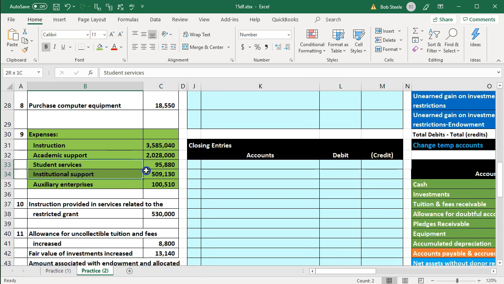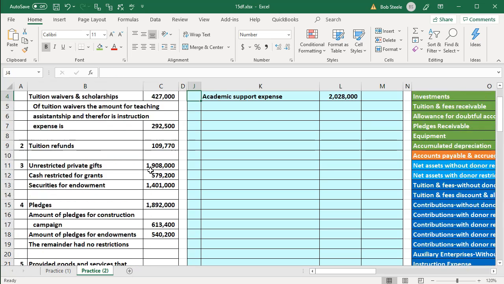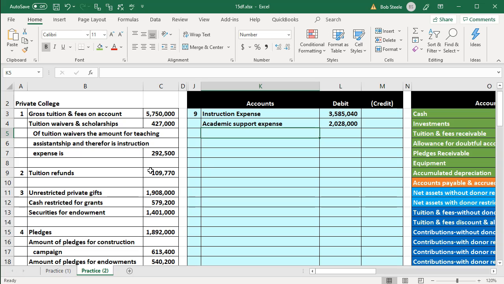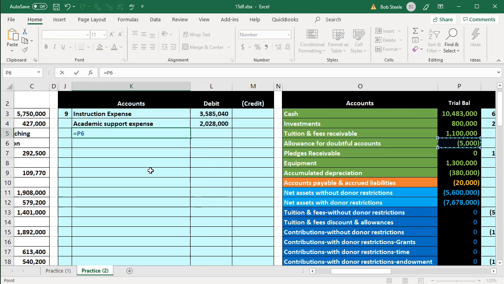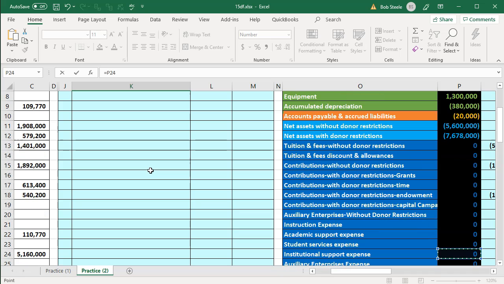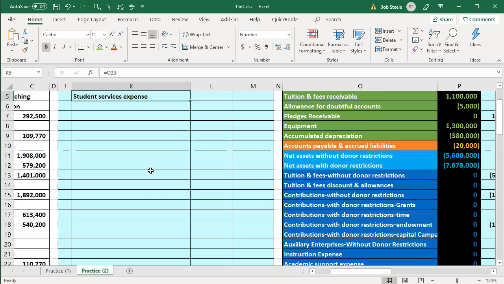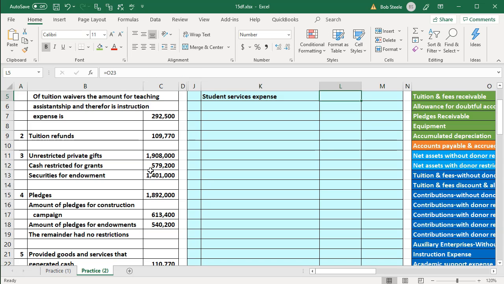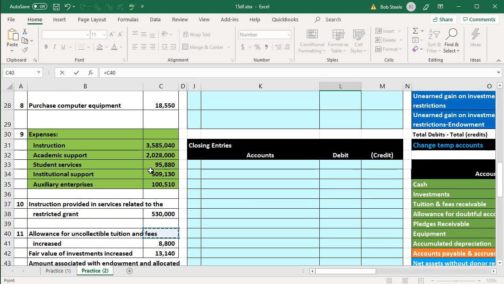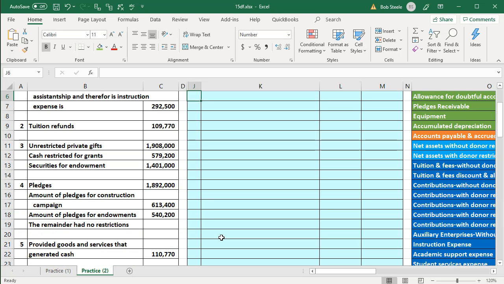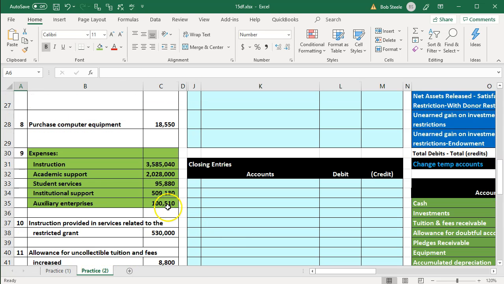Next we have the student services. Let's see if we have an expense related to student services. I'm going to scroll back up top. We are in cell K5 where I'm going to say equals, and scroll back down and look for an expense related to student services. There we have it in O23 and enter. And let's pick up the amount. It's going to be in L5 where I'm going to say equals and scroll back down to the student services, that $95,880 and enter.